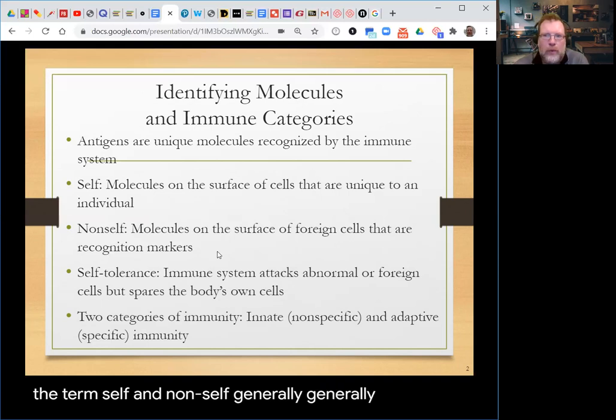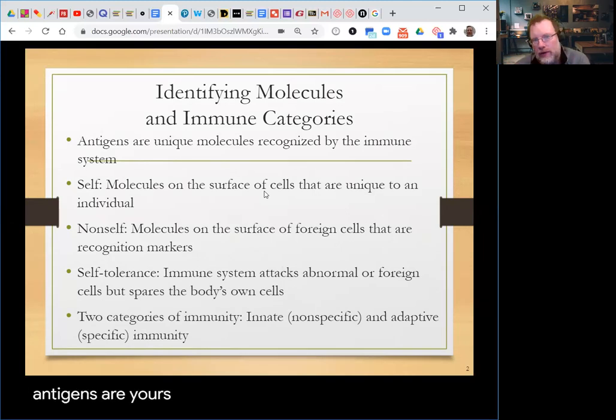Generally, we think of self immunity as the molecules, the antigens that are on the surface of our cells that are normally there. So self antigens are yours. Self antigens are, for the most part, very similar from person to person. Non-self antigens, again, are going to be found on non-self molecules or foreign bodies or foreign molecules, or foreign cells.